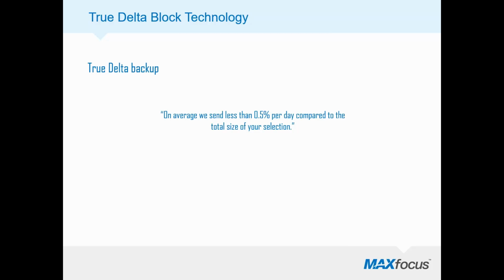With the data that has changed, we back that up at the Delta block level. Using this technology, on average, we send less than 0.5% per day compared to the total size of your selection. This is really important when your customers come to you and say, I'm on a DSL connection, I don't know that cloud backup is right for me. That's not really true. Not only do we have a seeding process that can help them offload that first big upload, but on average we're sending about 0.5% per day, so that's definitely something that can be managed even with a DSL connection.